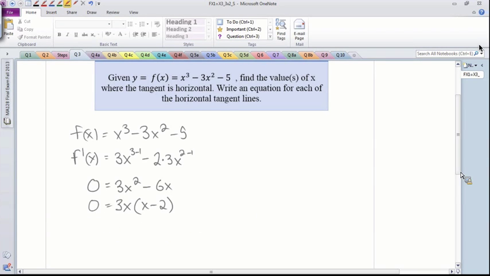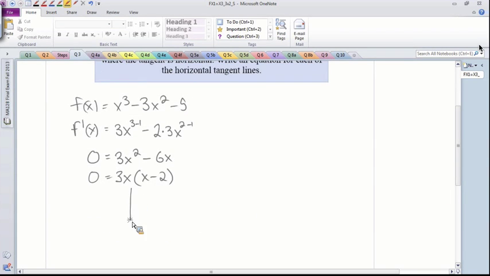Now we set each factor equal to 0. So 3x is equal to 0, and x minus 2 is equal to 0. So I'll divide by 3. I'll divide by 3. So x is equal to 0.